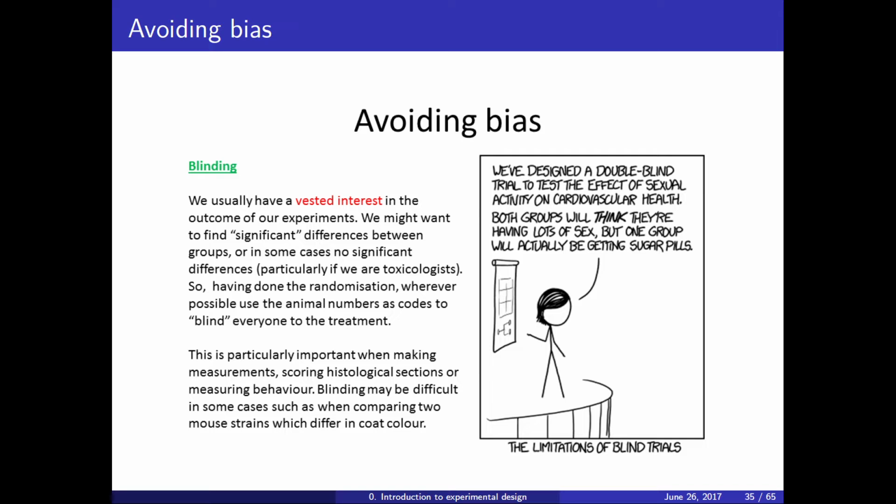Once you have done the randomization, if possible, you should use animal numbers as codes to blind everyone to the treatment, so that the researcher doesn't know which treatment he or she is applying or evaluating. This is particularly important when there are subjective measurements, for instance, scoring histological sections or measuring behavior. Sometimes blinding is difficult because there are very obvious signs of what the treatment is, but as long as you can, you should be blind.